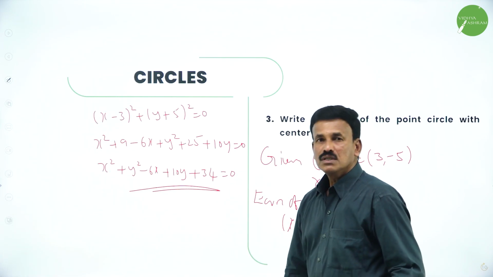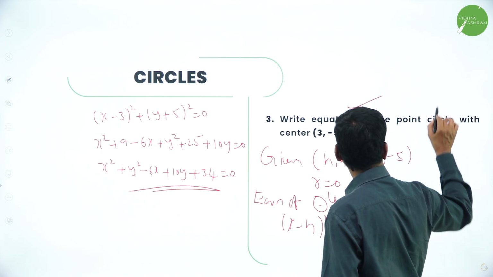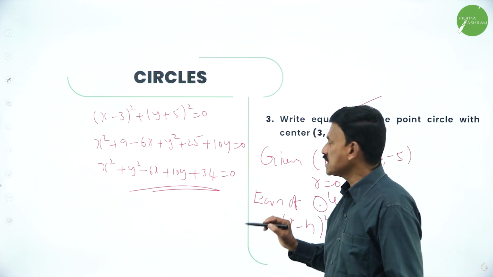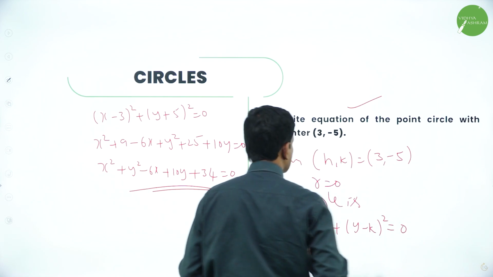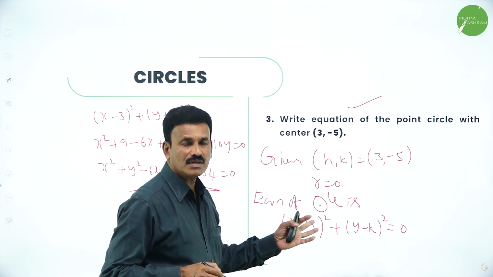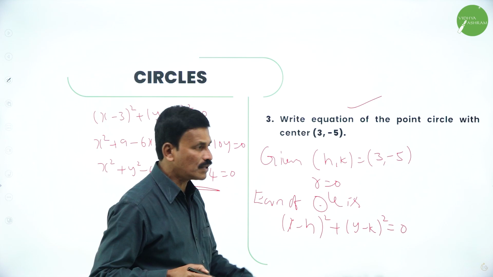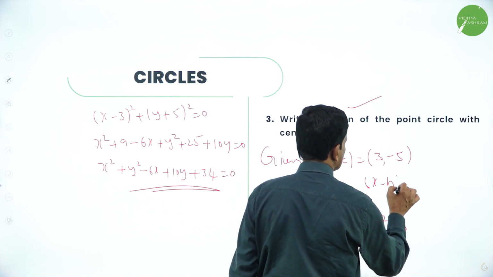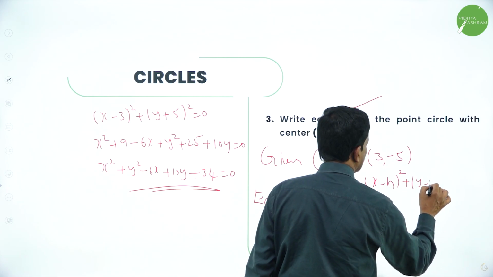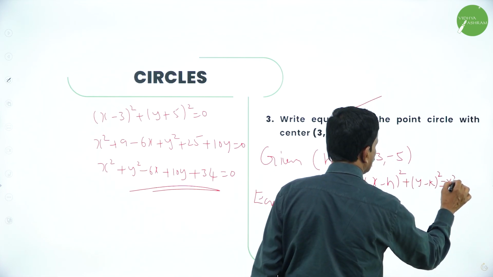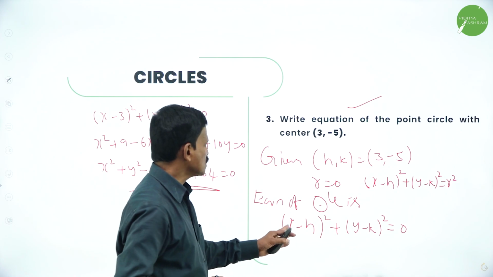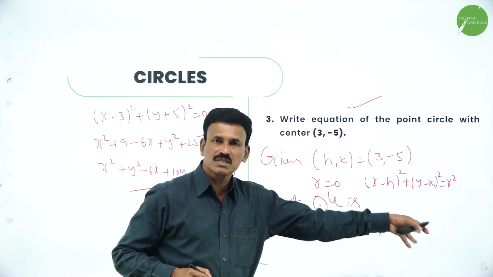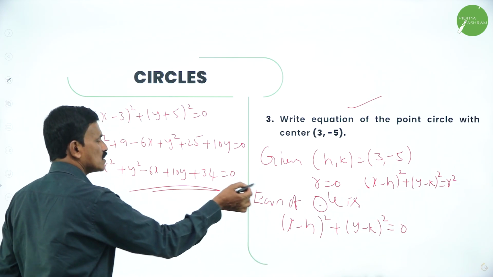Right. So see here, write the equation of a point circle with the center. The center is given as (3, minus 5), and what is the radius of the circle? It is 0 for a point circle. We know the equation of a circle is x minus h whole square plus y minus k whole square is equal to r square. So r square is equal to 0, so r is equal to 0.